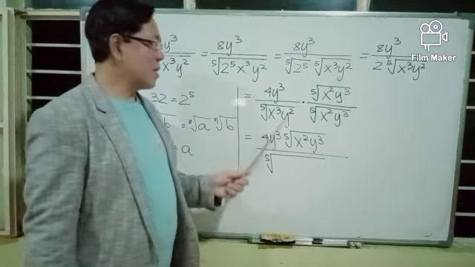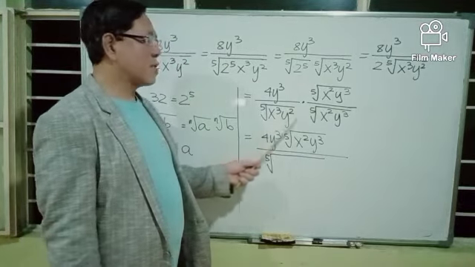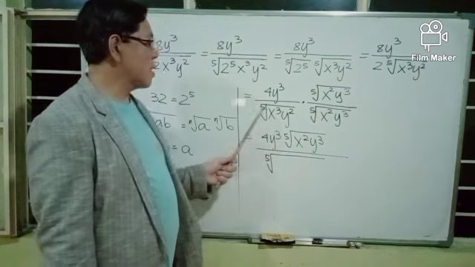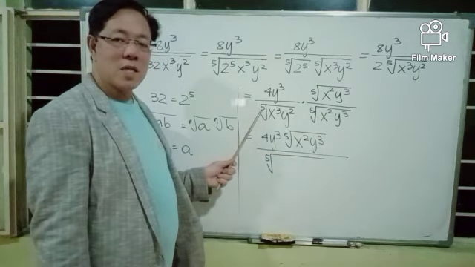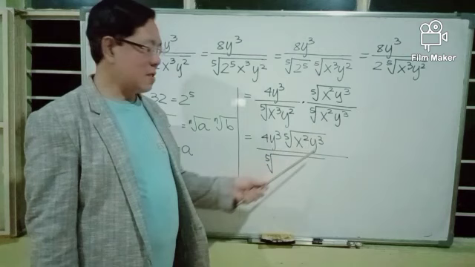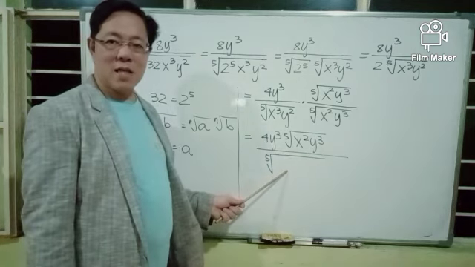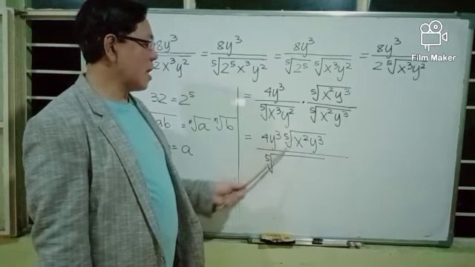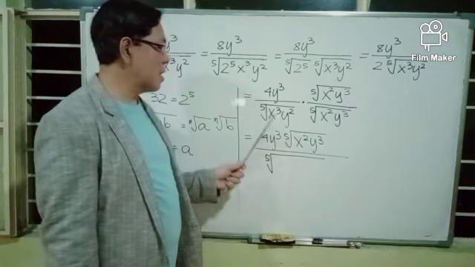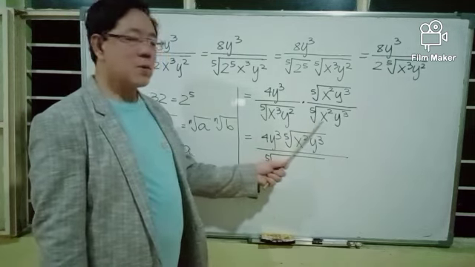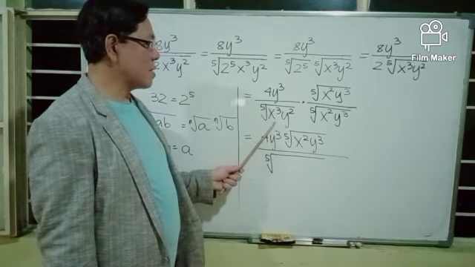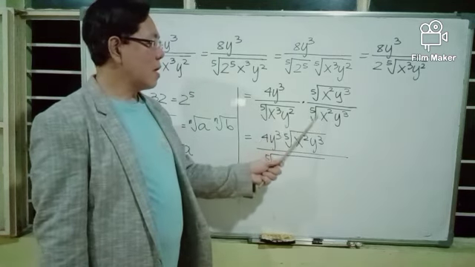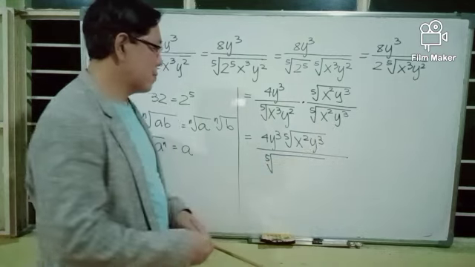Now we multiply the denominators because these two radical expressions have the same common index 5. They can be written as a single radical expression with index of 5, the common index. And the radical here is the product of these two radicals, the product of x cubed y squared and x squared y cubed.